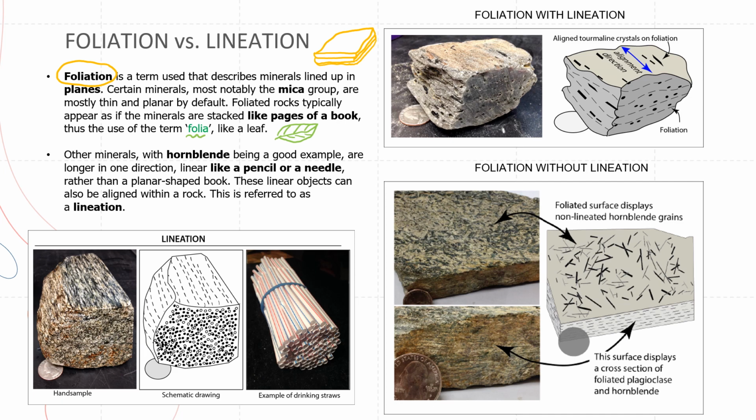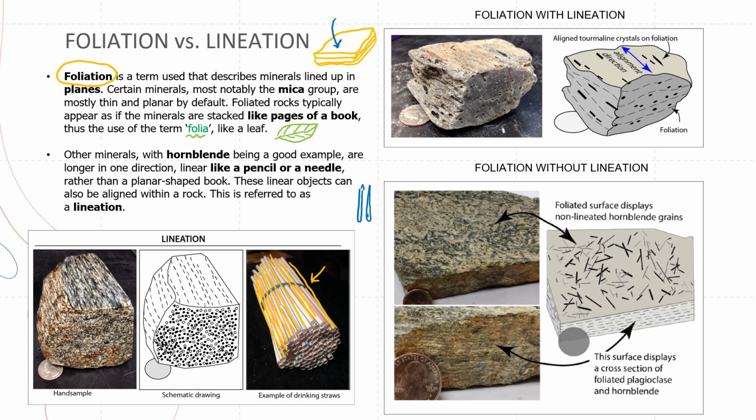And in other minerals, such as hornblende, they're longer in one direction. So if you imagine pencils, needles, they're different to your planar shaped book. With things that are long and linear like this, they can also be aligned within a rock, but that would be aligned as lineation. And our example here is a bunch of drinking straws tied together. So they're aligned, but they're not aligned in a plane.